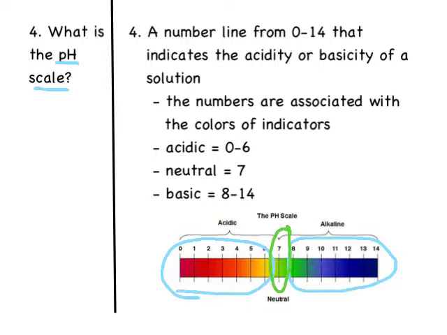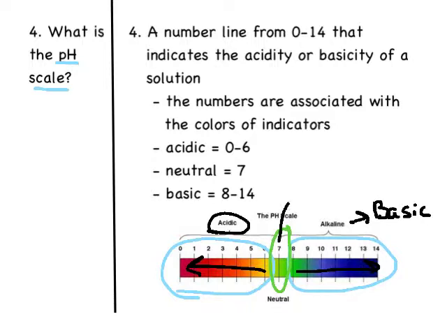So if you just remember, 0 to 6 is acidic. 8 to 14 is basic, or what we call alkaline. It's the same thing as basic. And then neutral is right there in the middle. When we come back next time, we're going to talk about what we're actually measuring when we're measuring the pH of something. For now, that's all.